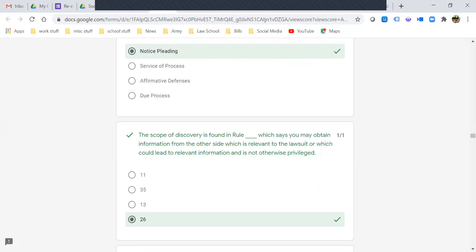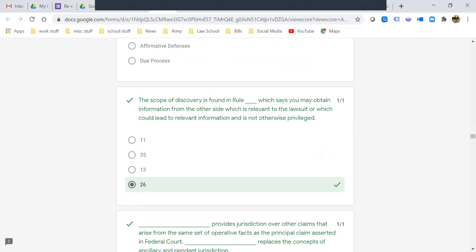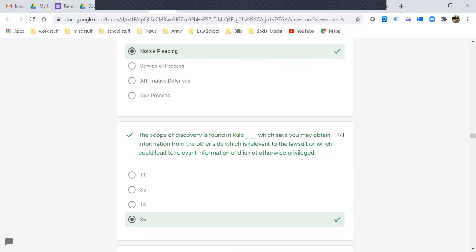The scope of discovery is found in Rule 26. So 26 is the scope of discovery, which says that you may obtain information from the other side which is relevant to the lawsuit or which could lead to relevant information and is not otherwise privileged.